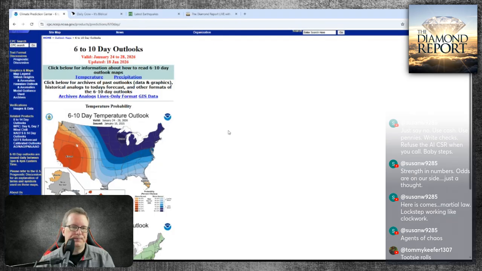Updated earlier today. So it looks like cold for 3/4 of the U.S. Warm out west, above normal for Southern California and Vegas and Arizona and southwestern Utah, but pretty much cold everywhere else. So I'm in the blue band right here, kind of in between.